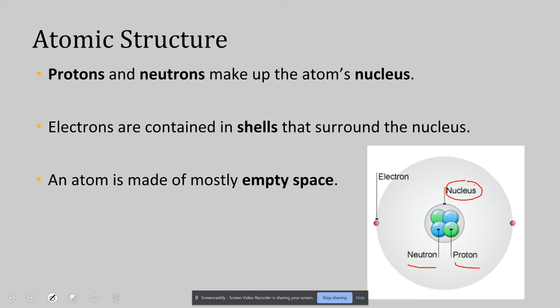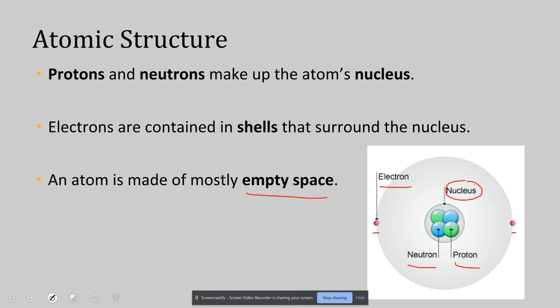Then on the outside, in shells located around the nucleus, we've got electrons. Protons and neutrons are in the center of the atom, and electrons are moving around on the outside. In this particular diagram, we have two electrons, and these are floating around in empty space outside of the nucleus.